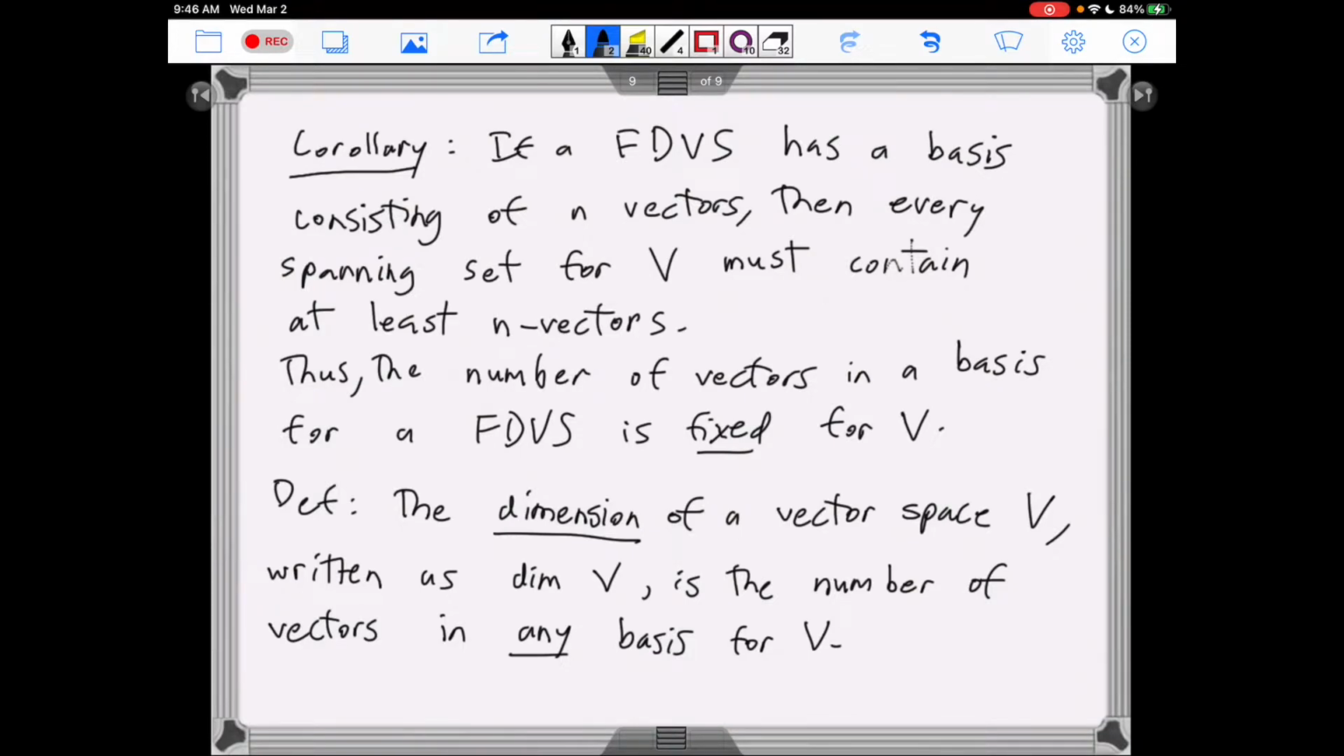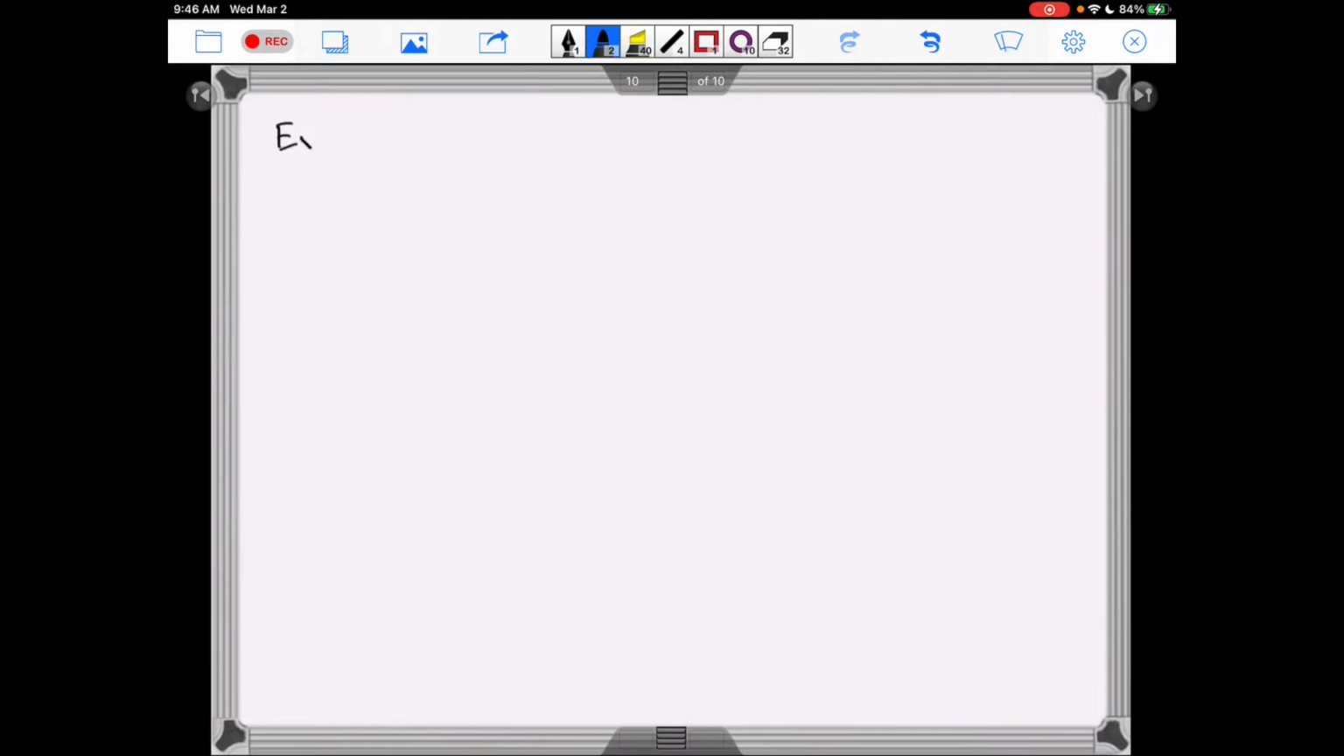Okay, so now we know what we mean when we say that, for example, R2 has dimension 2. It's because any basis for R2 has exactly 2 elements, or 2 vectors. Our only exception, and this is just a weird one, but something we should remember, is that the dimension of the trivial vector space is just 0. Okay, that's our only exception.